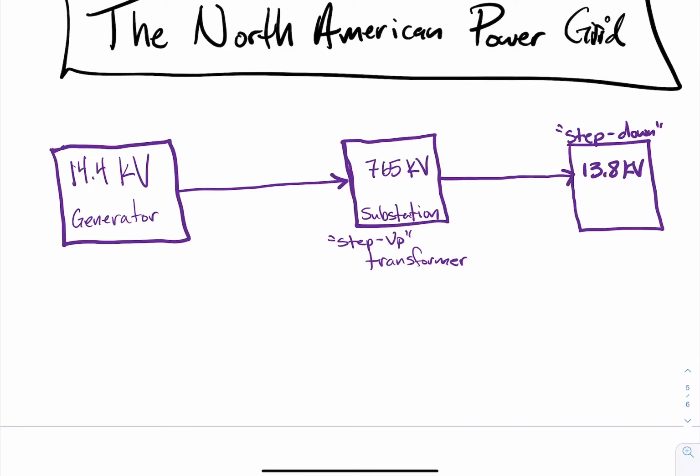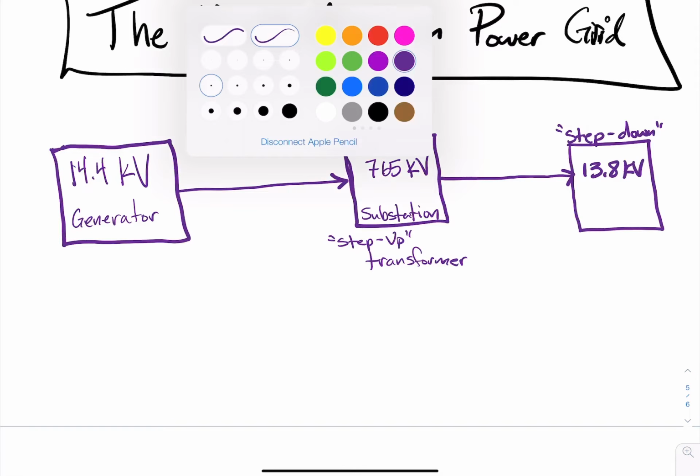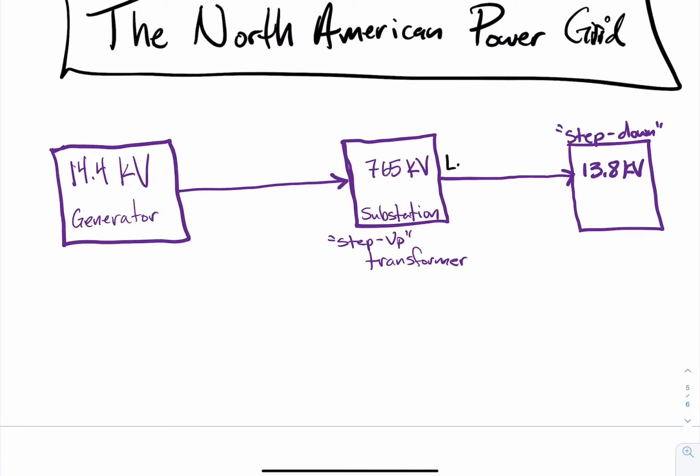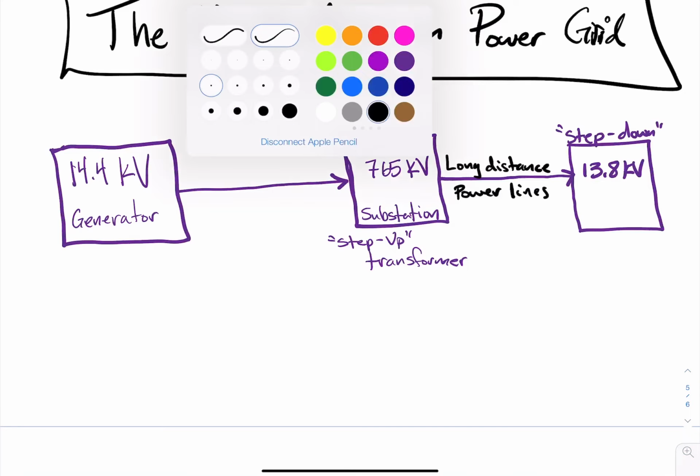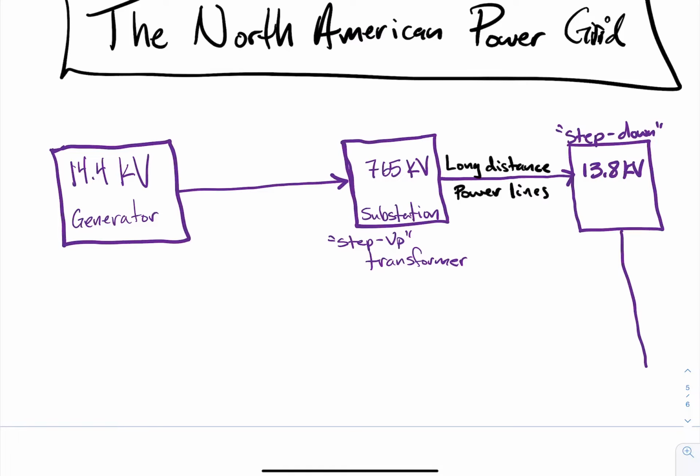And so we might note that from here to here, these are probably long distance power lines. So these are the ones that are really going a long way. From there, we're going to go to another step down substation.